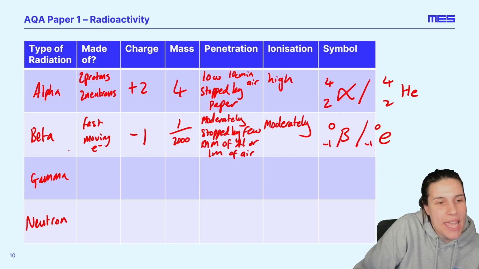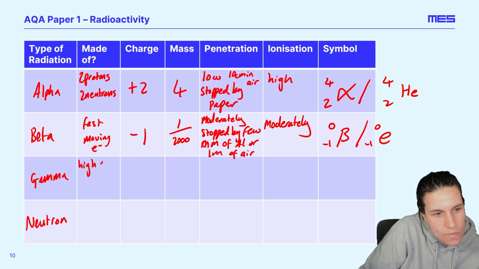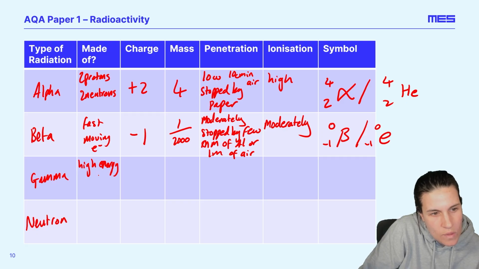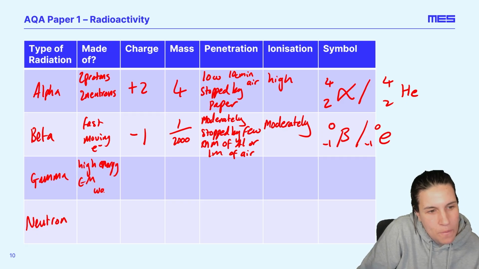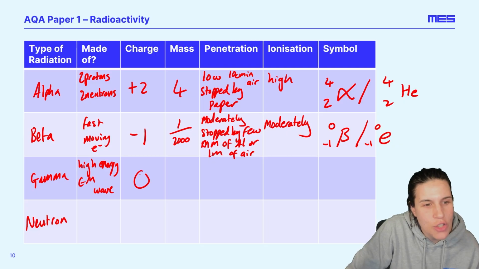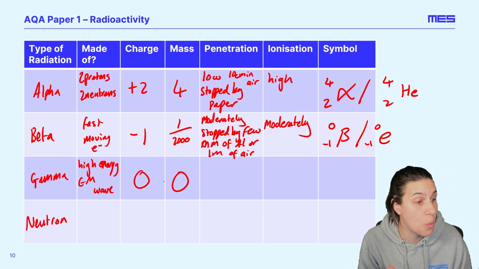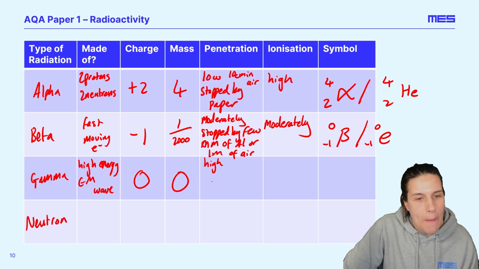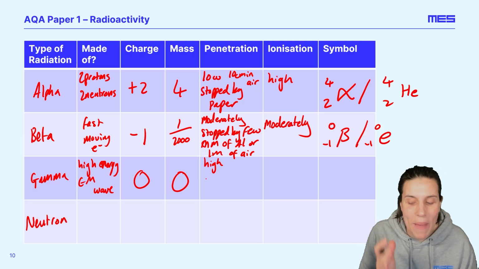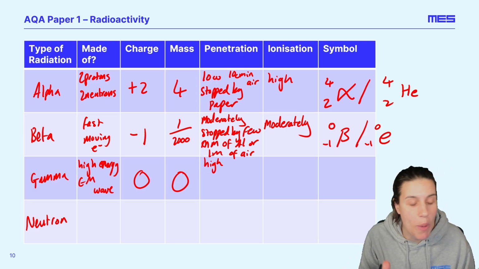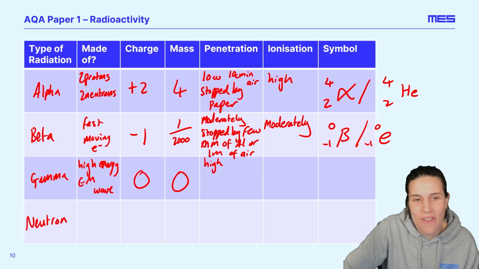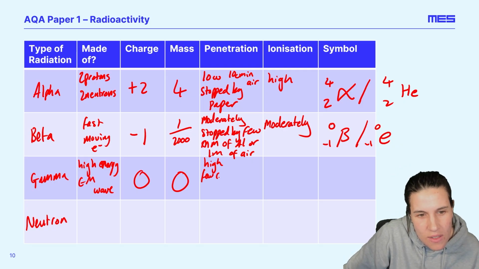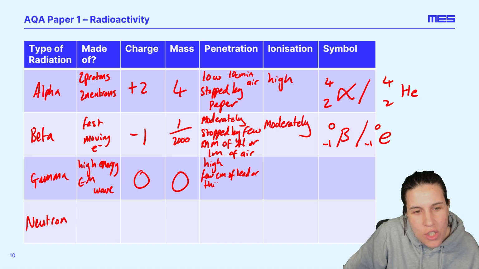Now, gamma is a high energy electromagnetic wave. It's got a charge of 0 and it's got a mass of 0 because it's a wave. Now, it's got a really high penetration because it's a wave. So basically, it takes quite a lot to stop it. We need quite a lot of lead or concrete to stop it. In fact, we need a few centimeters of lead or thick concrete to stop it.